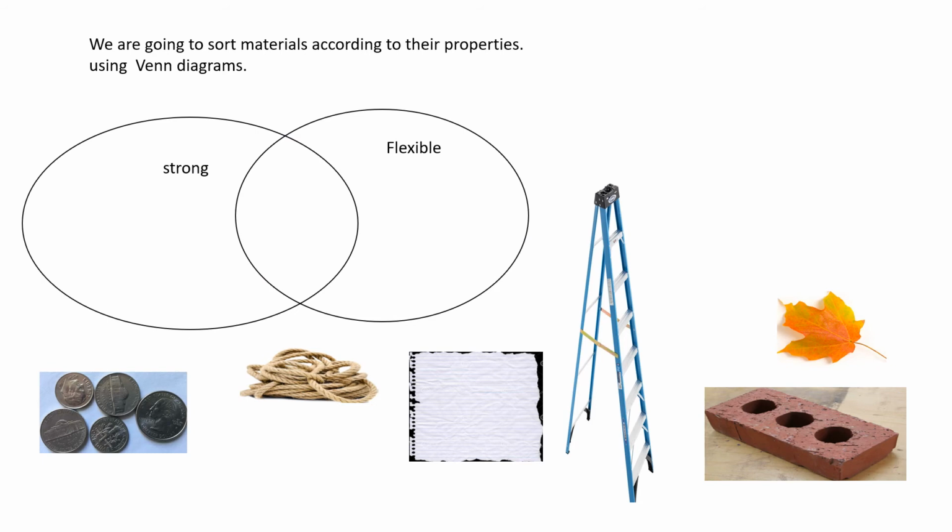Now, let's try this one together. We are going to sort materials according to their properties using a Venn diagram. This is our Venn diagram. This side is strong, this side is flexible, and in the middle is what you put that is both strong and flexible. So look at these materials and where we are going to put them. Try to do it, then our answers are in the next slide.